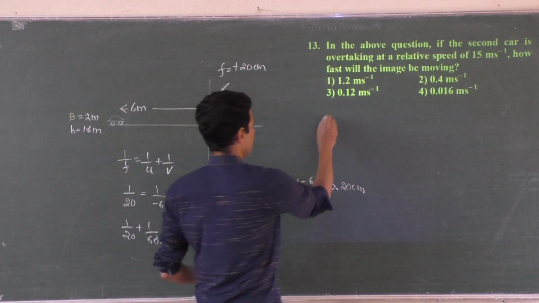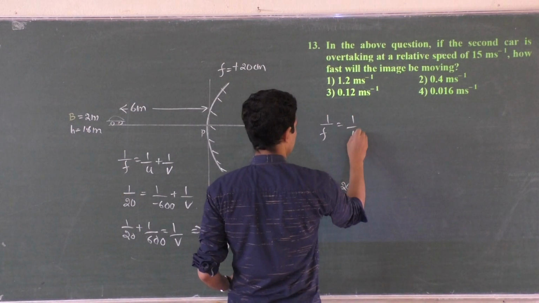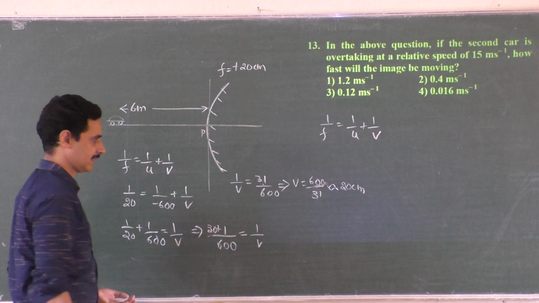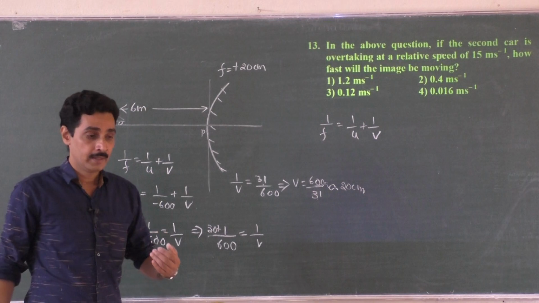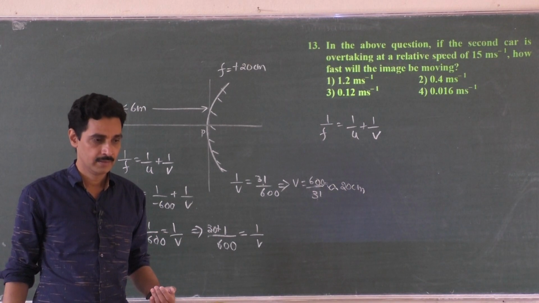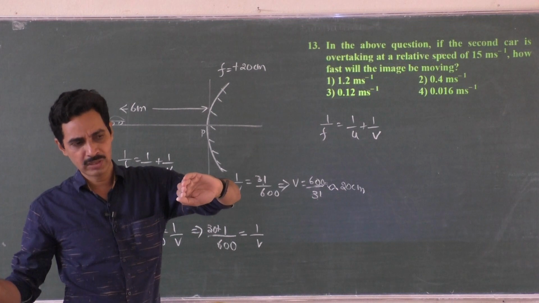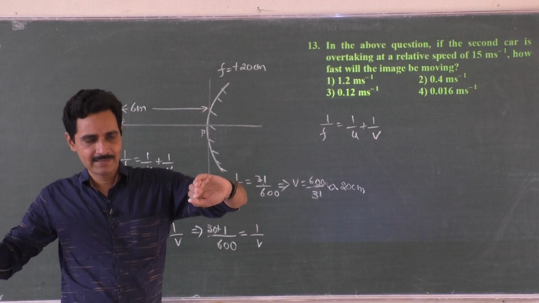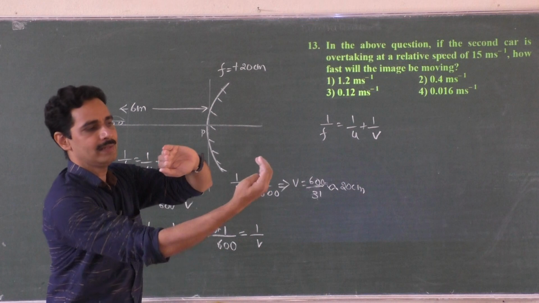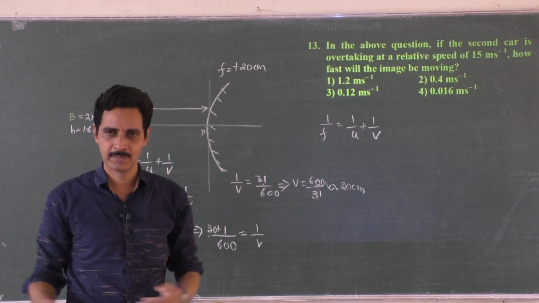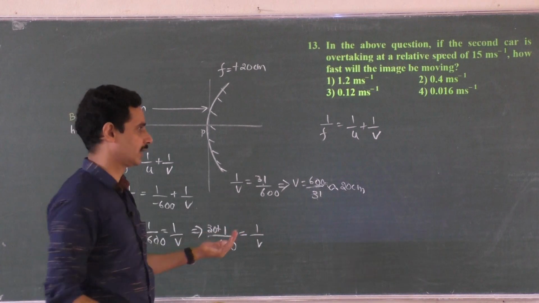See, you have 1 by f is equal to 1 by u plus 1 by v for the mirror, right? We got the image distance as 20 centimeter. Now, in a mirror, as the mirror is kept in the car, the object distance is a variable, the image distance is variable, but the focal length of the mirror is not variable. As the object moves and the image moves, the focal length is a constant.